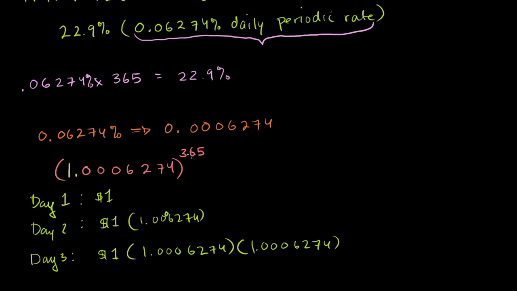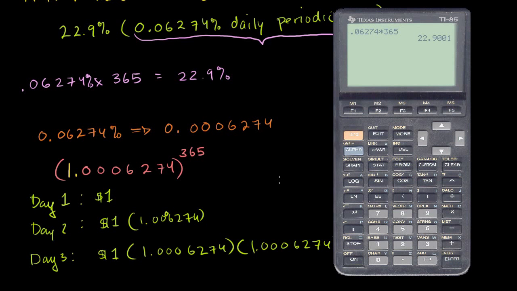And this isn't counting any kind of extra penalties or fees. Once I get this number and subtract 1 from it, that is the mathematically true, the effective annual percentage rate. So let's figure out what that is. If I take 1.0006274 and raise it to the 365 power, I get 1.257.